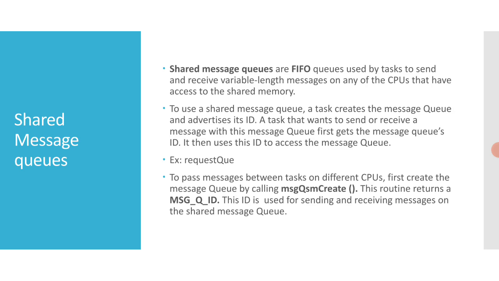When T1 receives the request from the client, it finds in the message the ID of the queue to use when replying to that client. Task T1 then sends the reply to the client by using this ID.